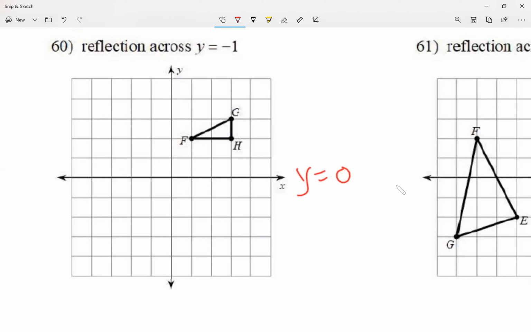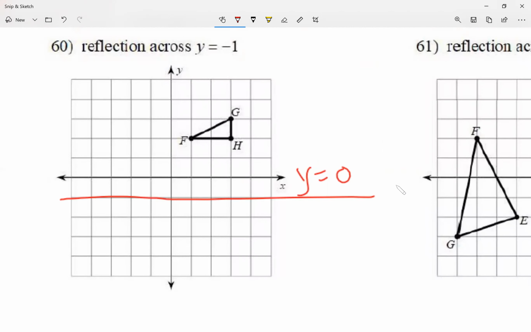So the line y equals -1, because I have to reflect this across y equals -1, should look like the x-axis, should be parallel to the x-axis, just going to be 1 down. So the mirror line, let me do it in red, is going to be this line. This is the line y equals -1. We're going to identify the mirror line.